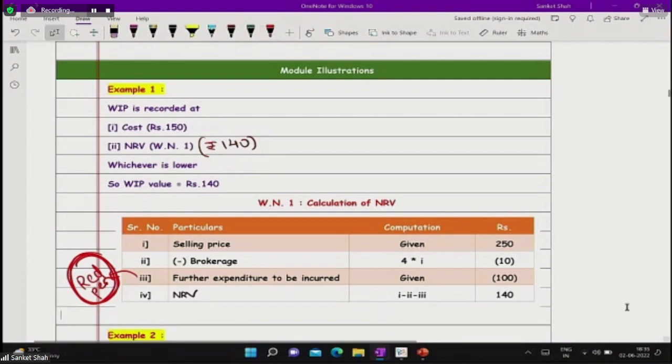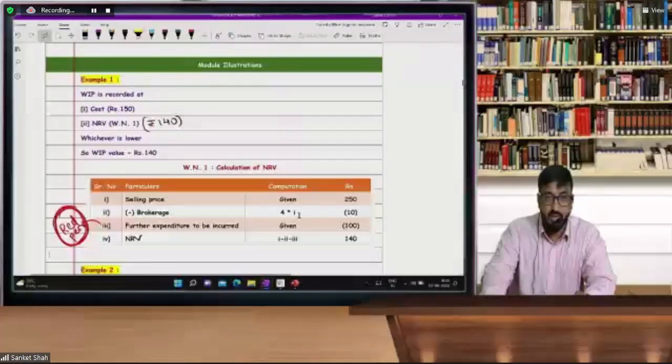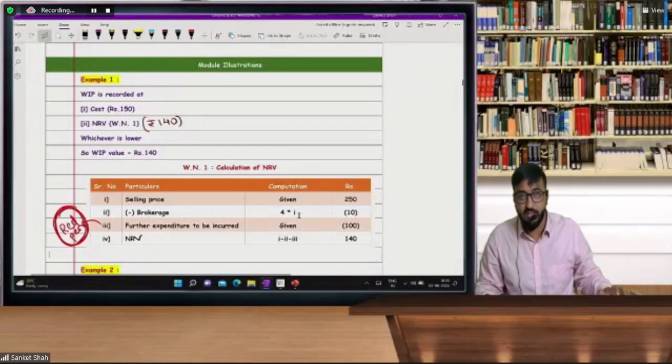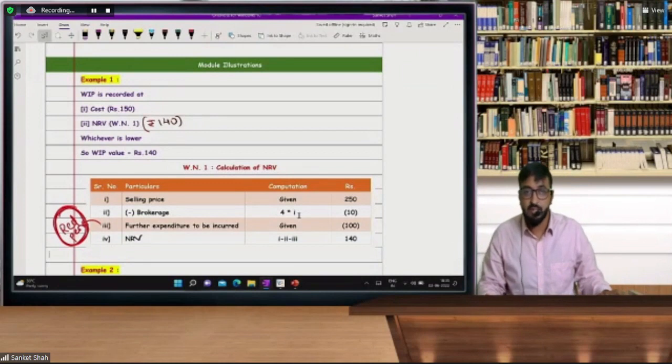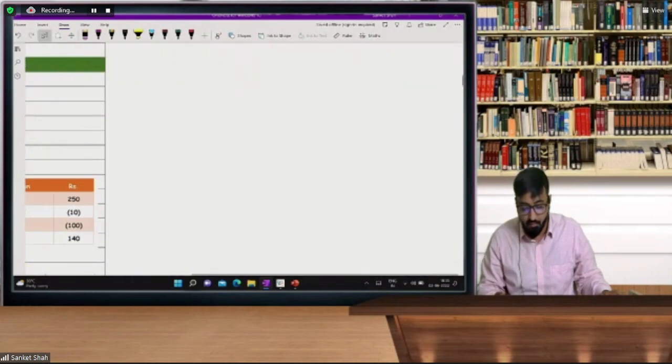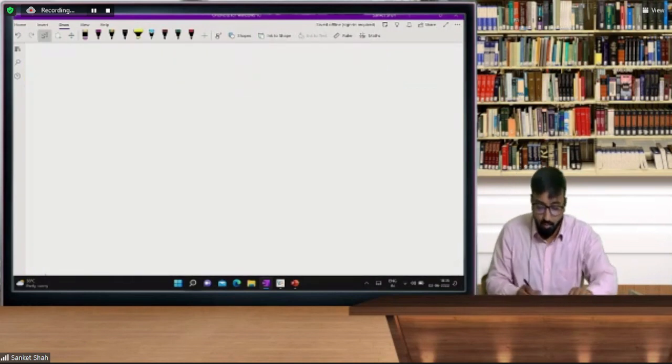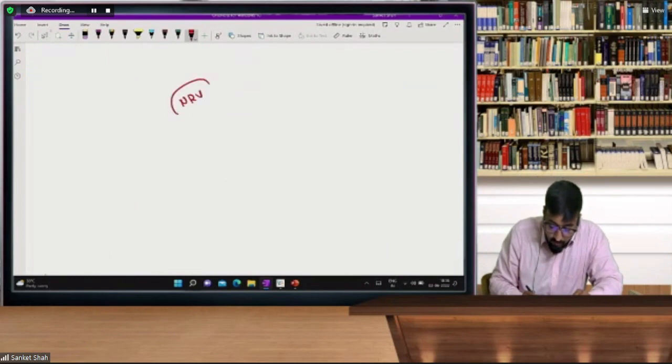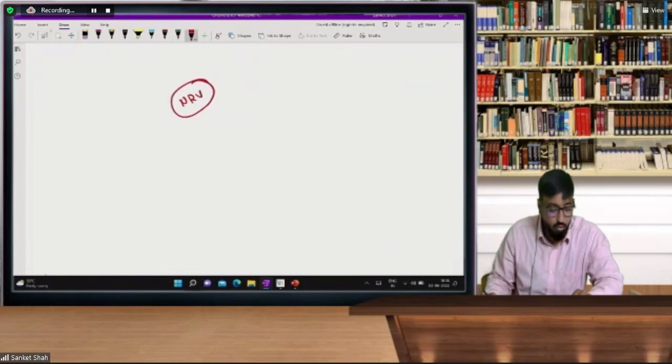Okay, chalo, so first question is easy. Tell me easy or not, fast, in the comment section. Chalo, be active. So what did you understand, what is the principle? Yes, what is the NRV formula? Selling price minus brokerage minus further expenditure to be incurred is NRV. So please write down this NRV formula. Write it in the comment section, every one of you.